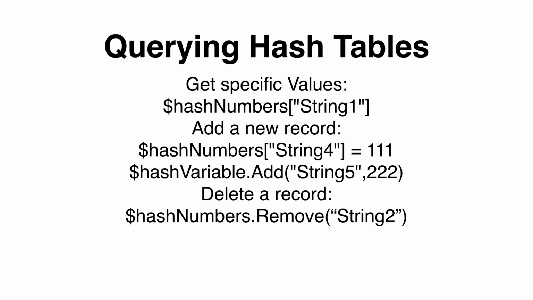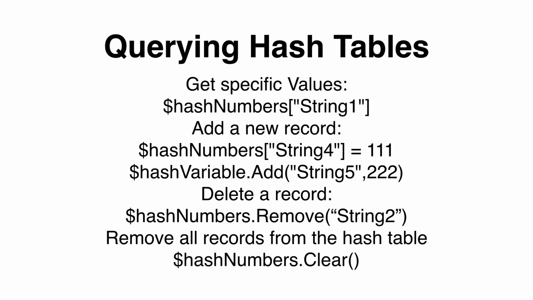If you want to delete a record, you have to call the method called remove. So we're using the hash name or the variable name .remove, and then whichever index that you'd like to remove. So we're removing string 2 with its value from the hash table. If you want to clear the complete hash table, or remove all the records, this is always good if you finish your code, just to clear up everything. We can use the .clear method that will remove anything that was written into that hash table.